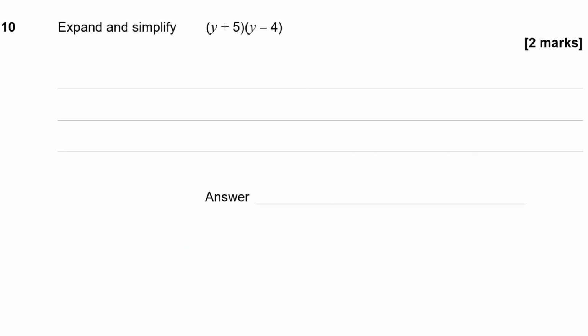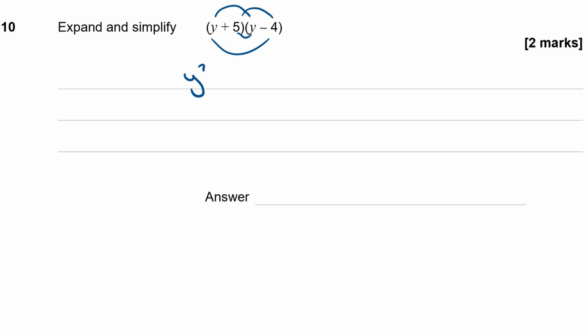I've got a pair of brackets to remove. So I don't know how you remember this. It might be first, outside, inside, last. Might be something like that. Or you might have a smiley face, whatever way. You can work out that you have to multiply everything in the first bracket with everything in the second bracket.